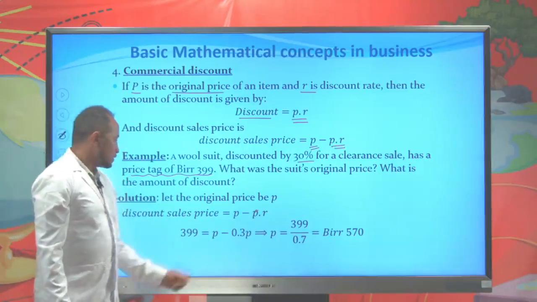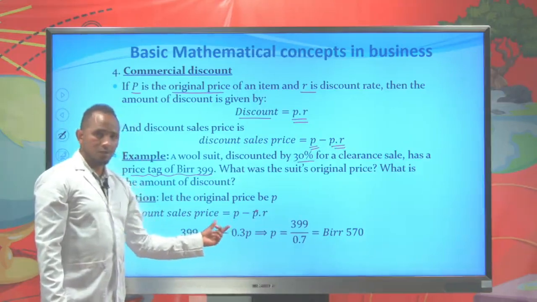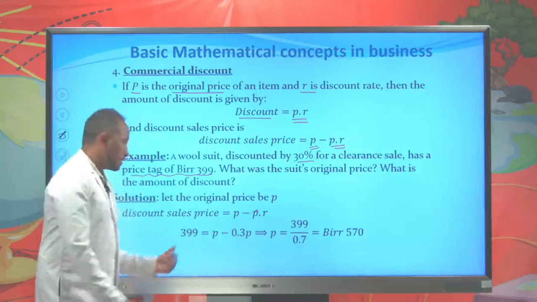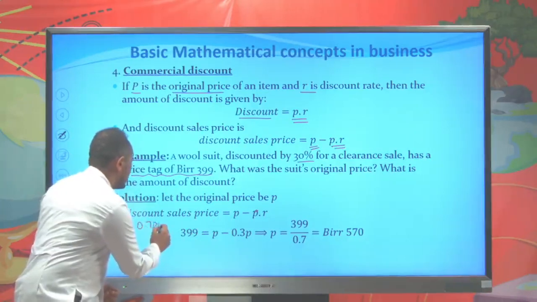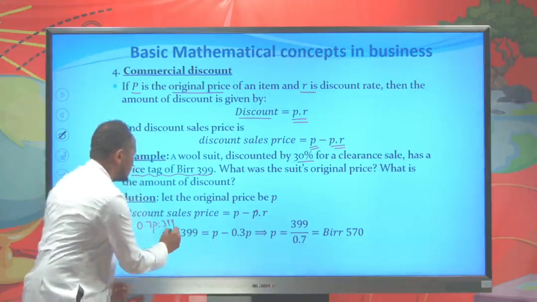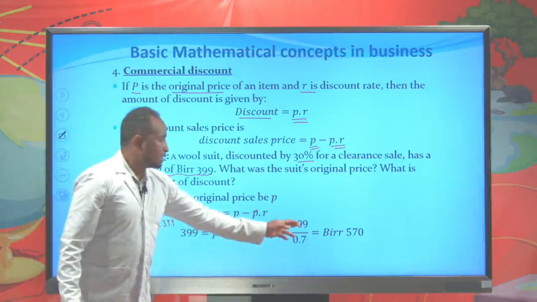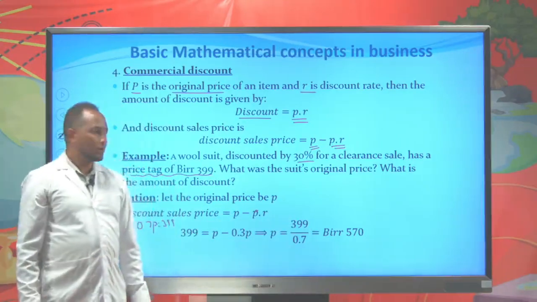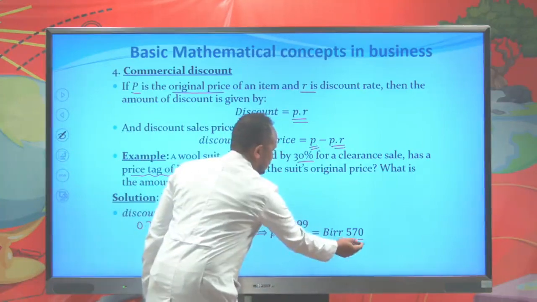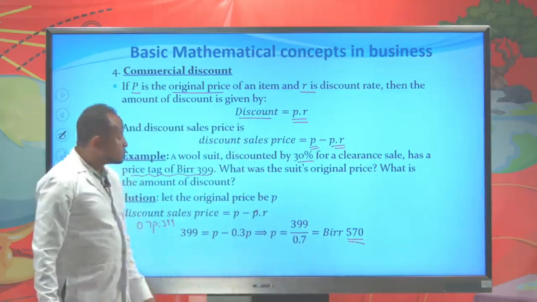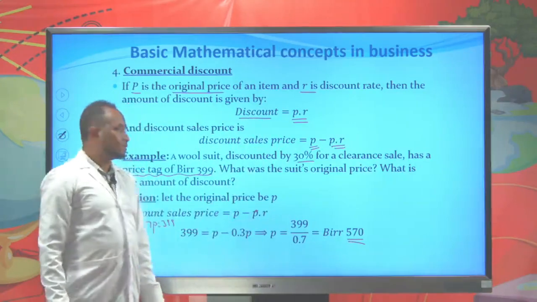So this implies P minus 0.3P is 0.7P. 0.7P is equal to 399. Therefore, dividing by 0.7, you will have 399 over 0.7. So when you divide this, you will have 570 birr. This is the original price of this woolen suit.